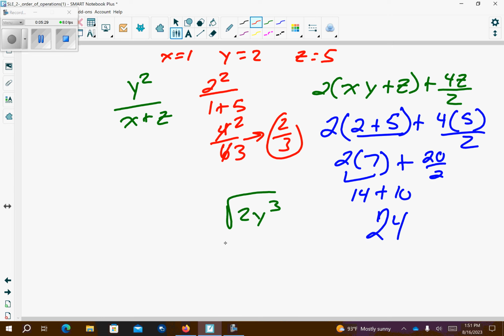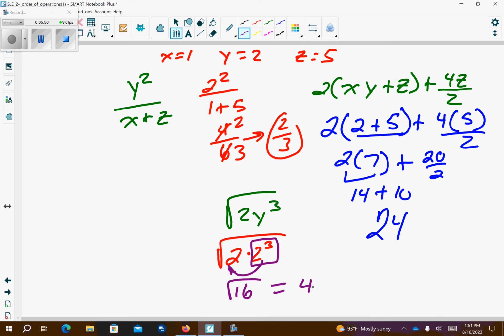For number 3, I'm going to plug in. I have the square root of 2 times y, and y we know is 2, and it's going to be to the third. We have to make sure we take a look here. 2 to the third power is 2 times 2 times 2. 2 times 2 is 4. 4 times 2 is 8. 8 times this 2 is 16, so I get the square root of 16. 16 is a perfect square, so the square root of 16 is 4 because 4 times 4 is 16.